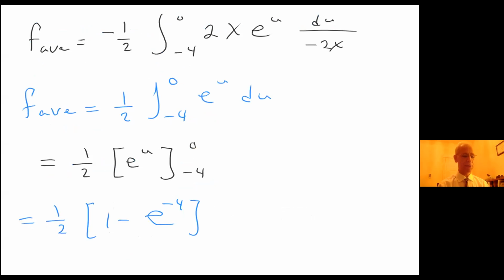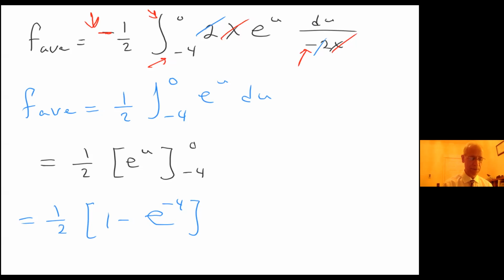So now I replace the positions of -4 and 0, and I'm adding a negative outside, so I have 2x e to the u du over -2x. And so let's see, this 2 can cancel with this 2, and this x cancels with this x. And I'm left with a negative here, and I have a negative outside. Negative times negative is positive. So now I have f average equals positive 1/2 integral from -4 to 0 of e to the u du.